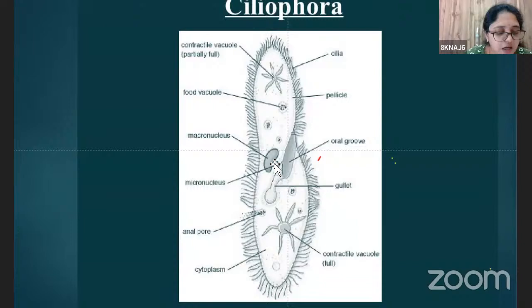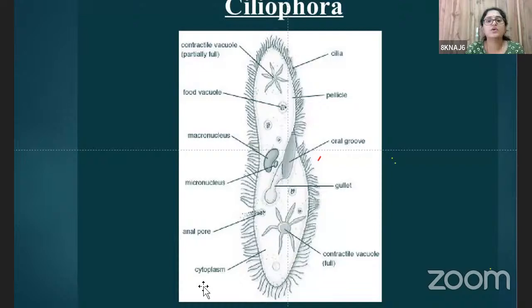Asexual reproduction is by transverse binary fission or budding. Binary fission is transverse in nature, as you can see from the line that's going through. And then you can see budding also takes place. Sexual reproduction is by conjugation or autogamy. Around 5,000 species are known, 4 subclasses and 15 orders are present. Their classification is again based on the arrangement of cilia.